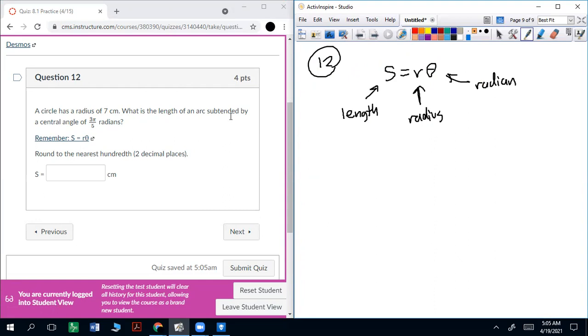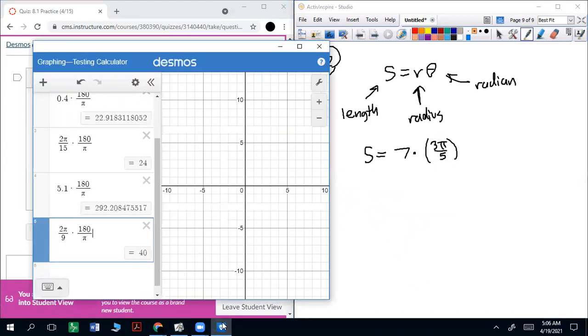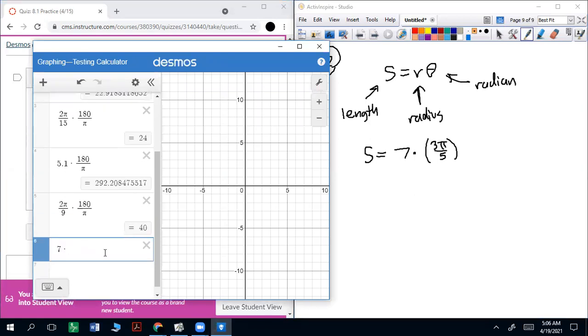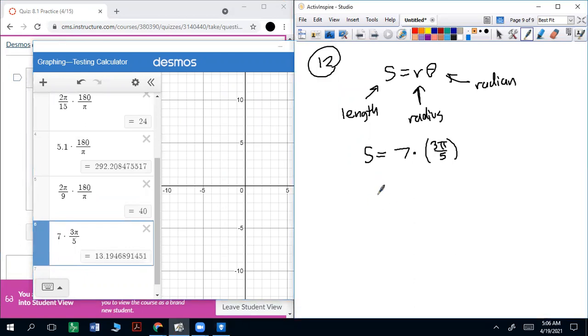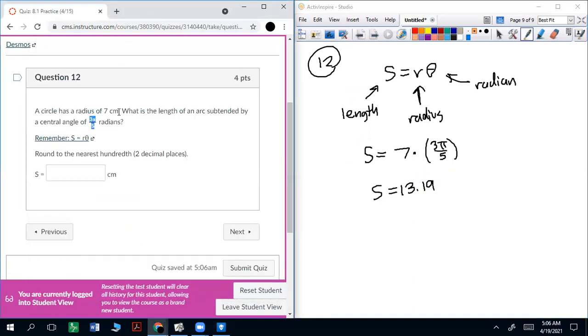So S is what we're trying to find. Your radius is 7. And your theta, the central angle of 3 pi over 5, that's your radian. So I'll plug that in there, and then we multiply all that together. That's going to be about 13.19. And the unit, since we're talking about centimeters, length is in centimeters.